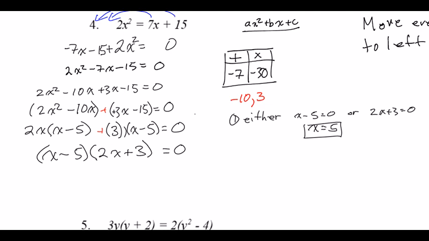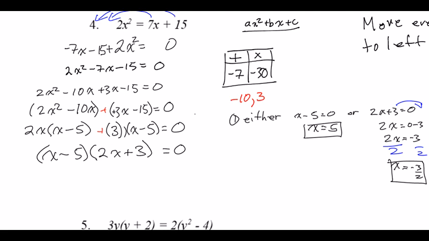And now inside the second bracket, we have 2x plus 3 is equal to 0. So let's move our 3 to the other side. And we get 2x is isolated, and we get 0 minus 3. So that means 2x is equal to minus 3. To get x by itself, we divide both sides by 2. And we get x is equal to negative 3 over 2.